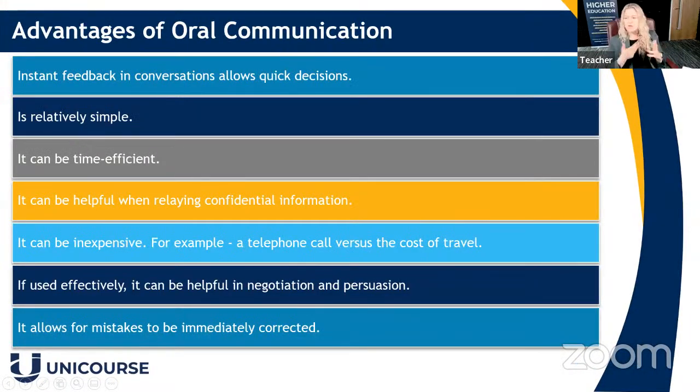Okay, let's look at advantages of oral communication. So you've got instant feedback, there's a flow to the conversation, it can be relatively simple. Although it's time efficient, sometimes talking to a person over the phone can go on and on, especially if you have a bit of small talk first before you get to the point. But it allows for mistakes to be immediately corrected.